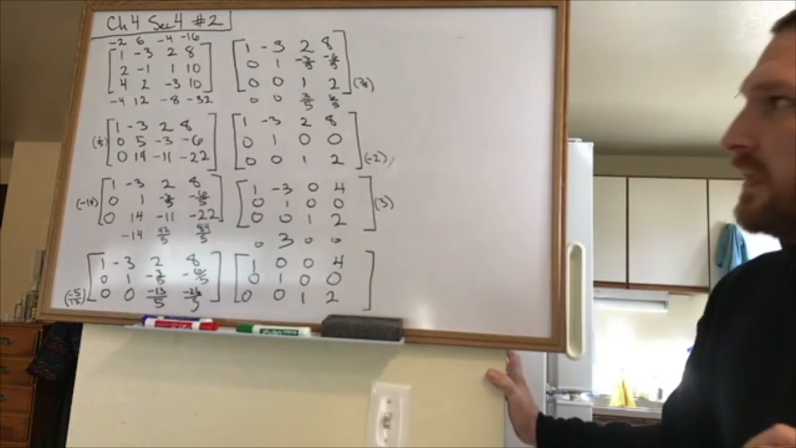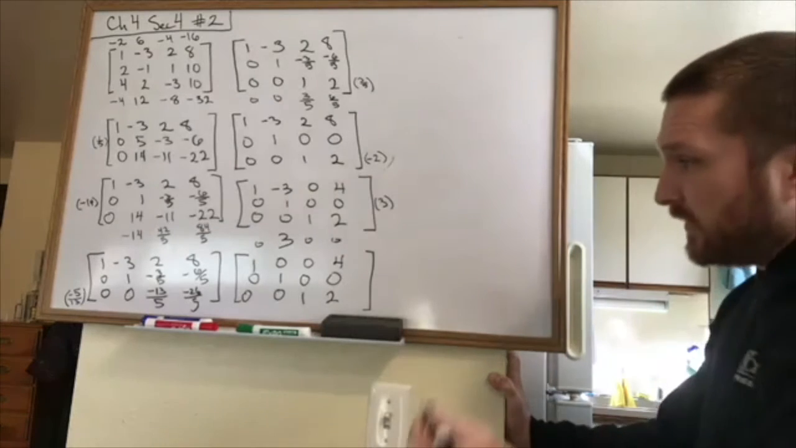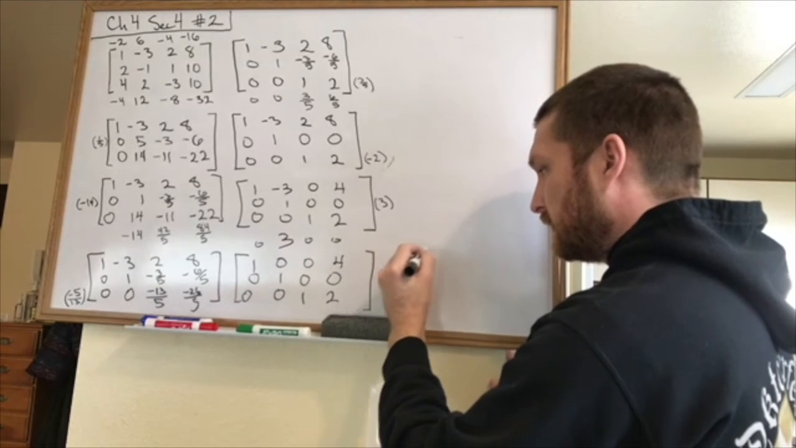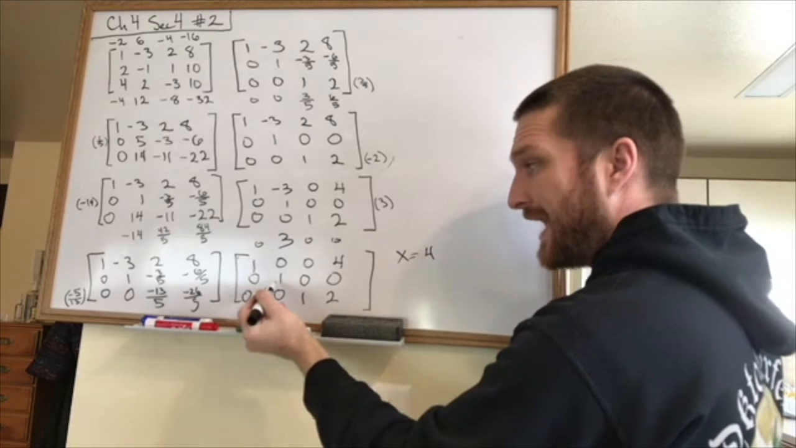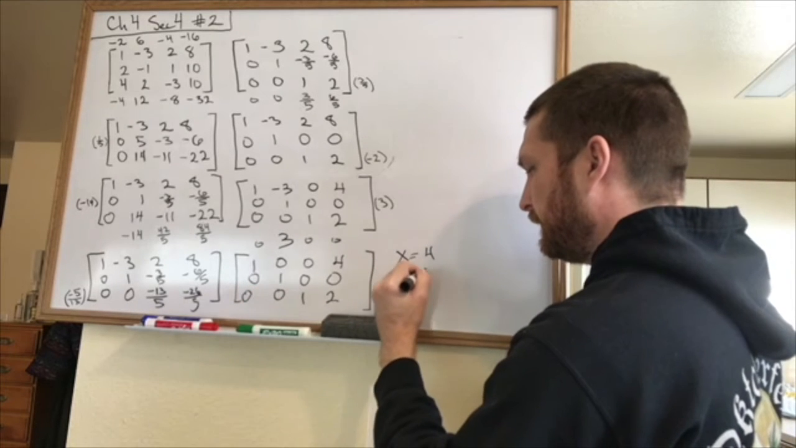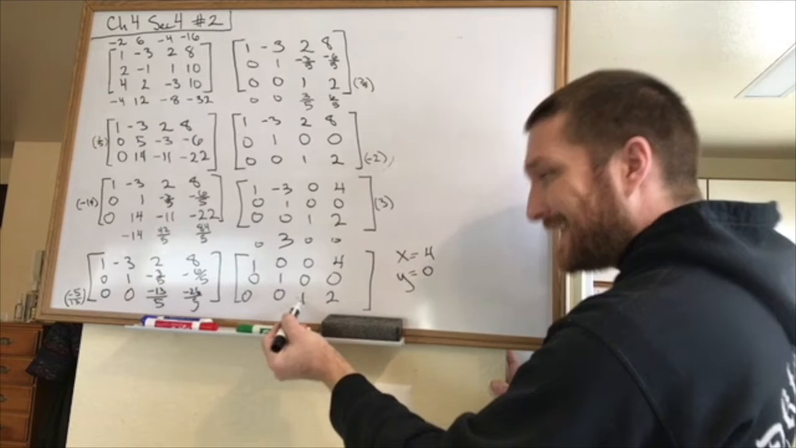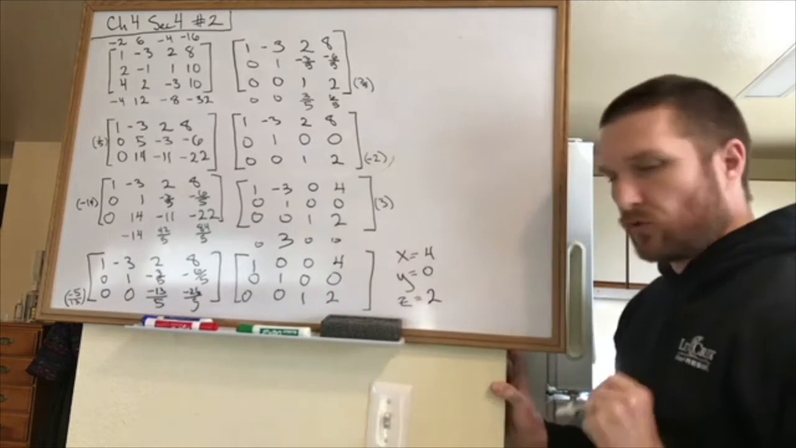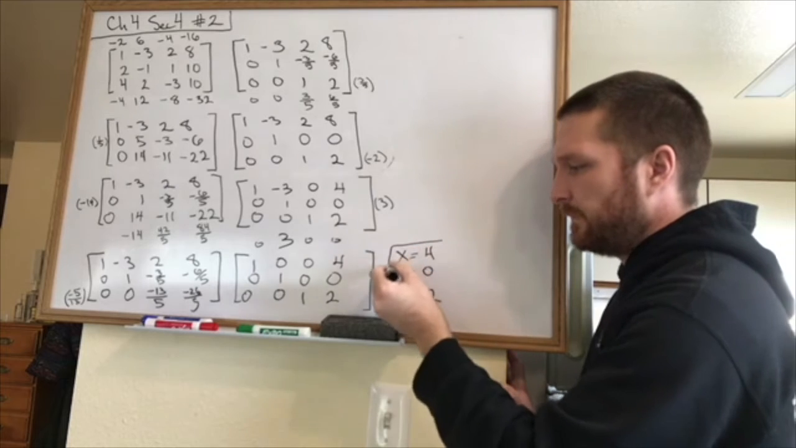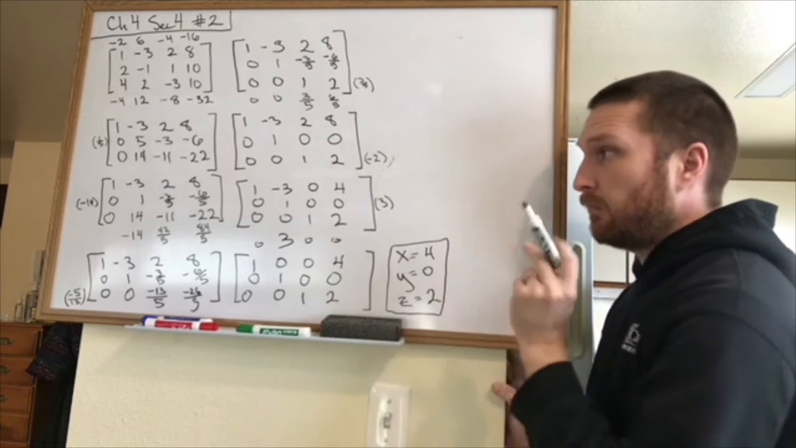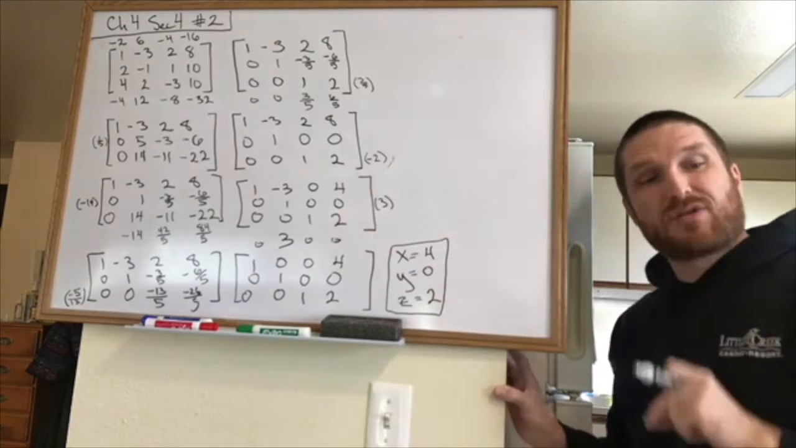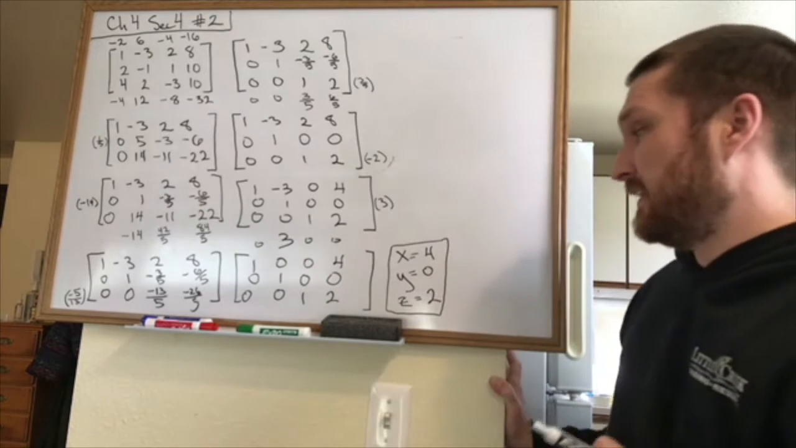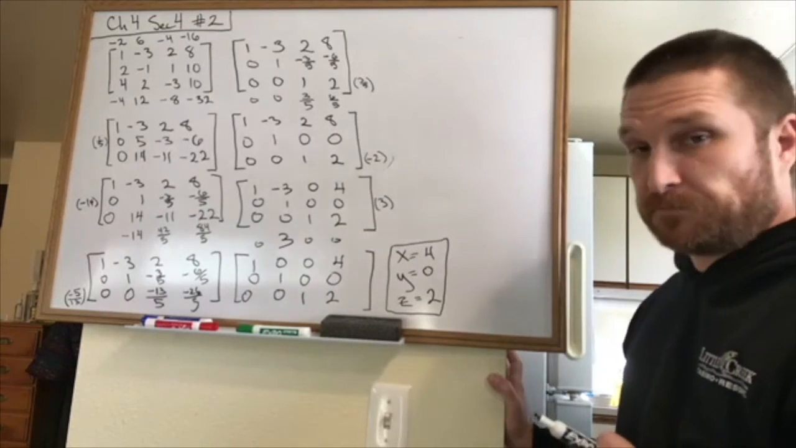And now that should be our answer, right? Because this means x is equal to 4. This means 0y is equal to 0. 0z then is equal to 2. And that is what we're looking for. And you could take that, plug those back into each of the original equations, and verify that that is indeed the solution to the system.